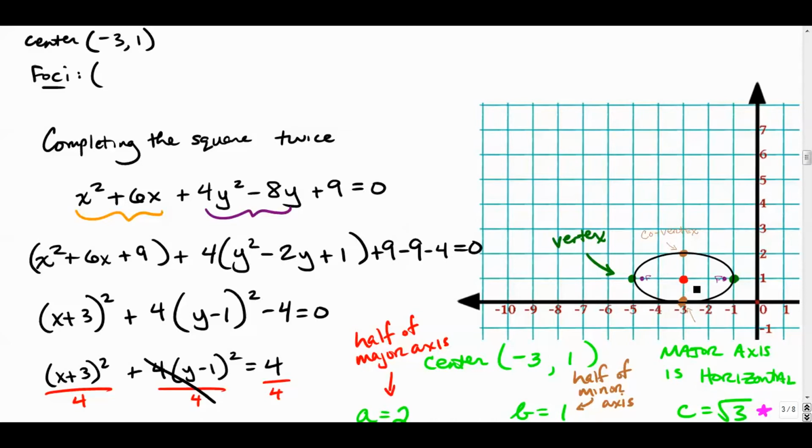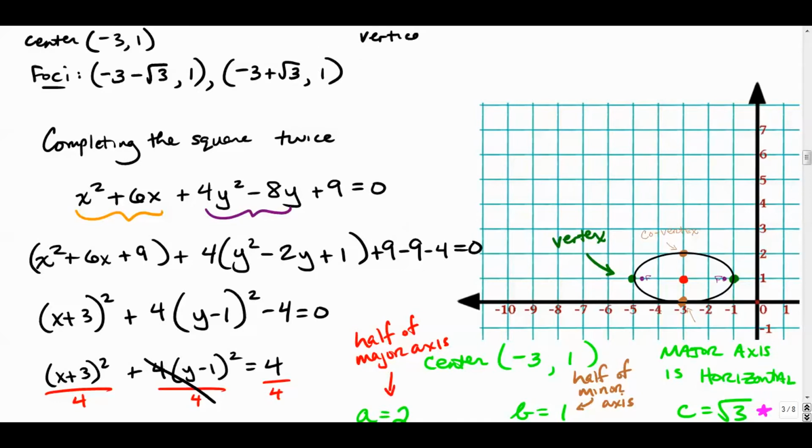So the center is at -3, and we're going to go an additional C value to the left. The C value was radical 3, so it's -3 minus radical 3, and then up 1. The other foci is -3, and then we're going to go backwards radical 3. So it's -3 plus radical 3. It's kind of a funny way of writing that, but it's the exact value.